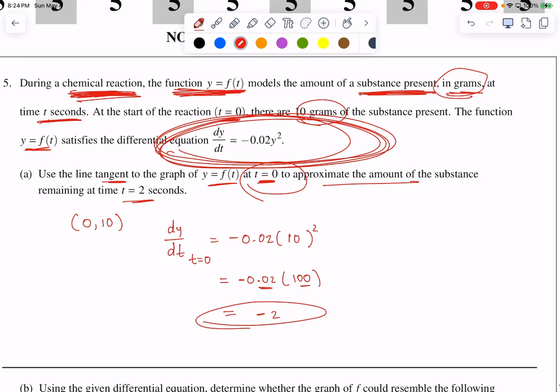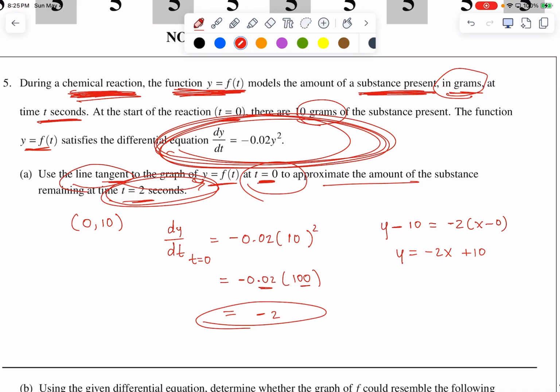So do you have your slope? Do you have your point? Can I write the equation for y? What's the tangent line equation? We're using the tangent line to approximate y equals f of t. So y minus y1, y minus 10 equals -2 times x minus 0. Now, I'd probably go ahead and set it equal to y. So you're going to have y equals -2x. Can anybody tell me -2x what? Plus 10. And they want me to approximate at 2 seconds.